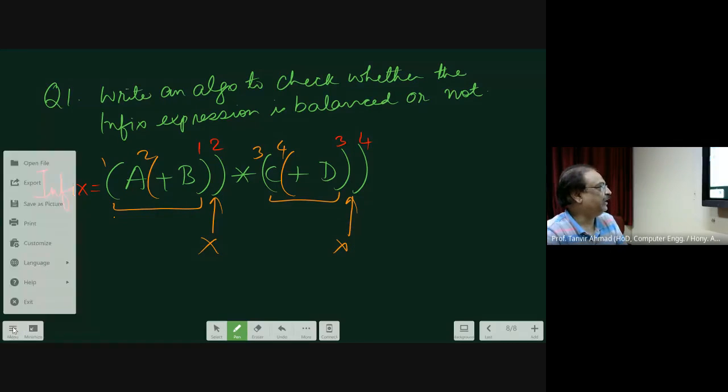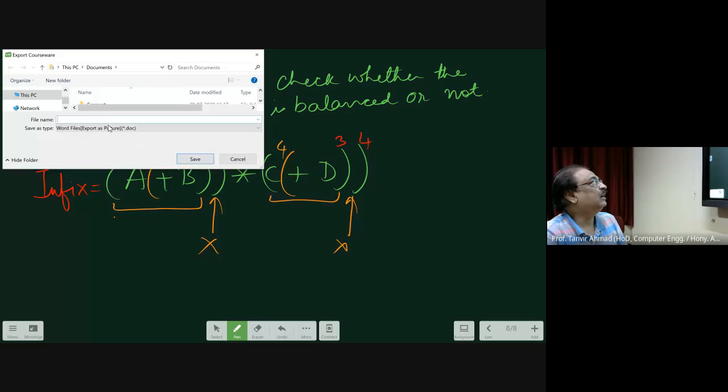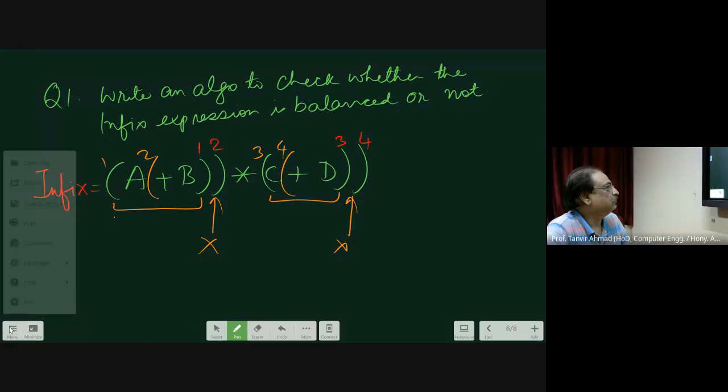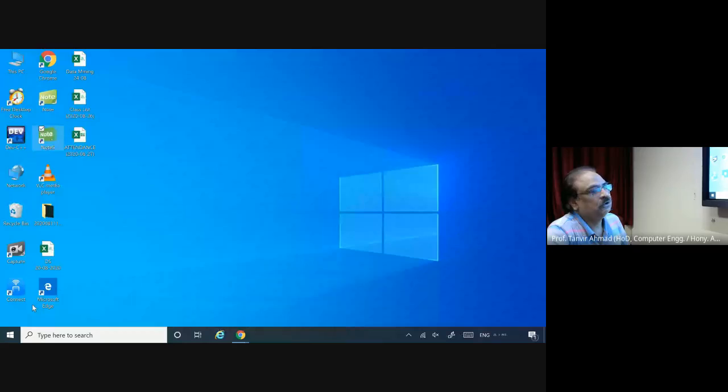Now stop at this point and make sure that you take some example and try to do it yourself. You take some example.